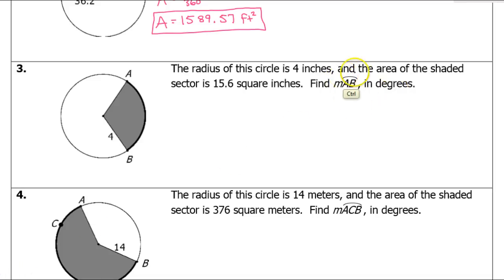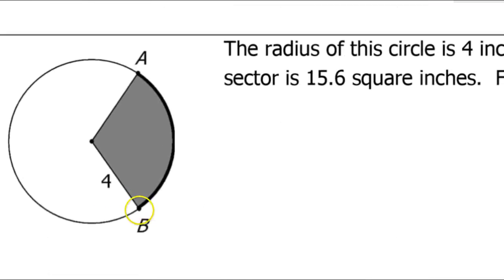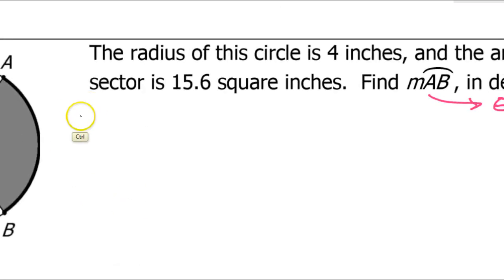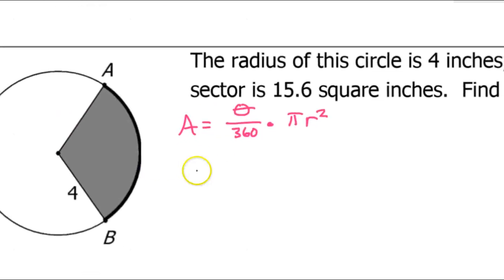This problem involves the shaded area, but we are actually being asked to find the measure of arc AB in degrees. So that tells you right away that we're being asked to find theta. That's the variable we are looking for. Let's start by writing down the formula again. The formula says that the area of a sector is some fraction of the full area, the circle area. So that is the formula right here.